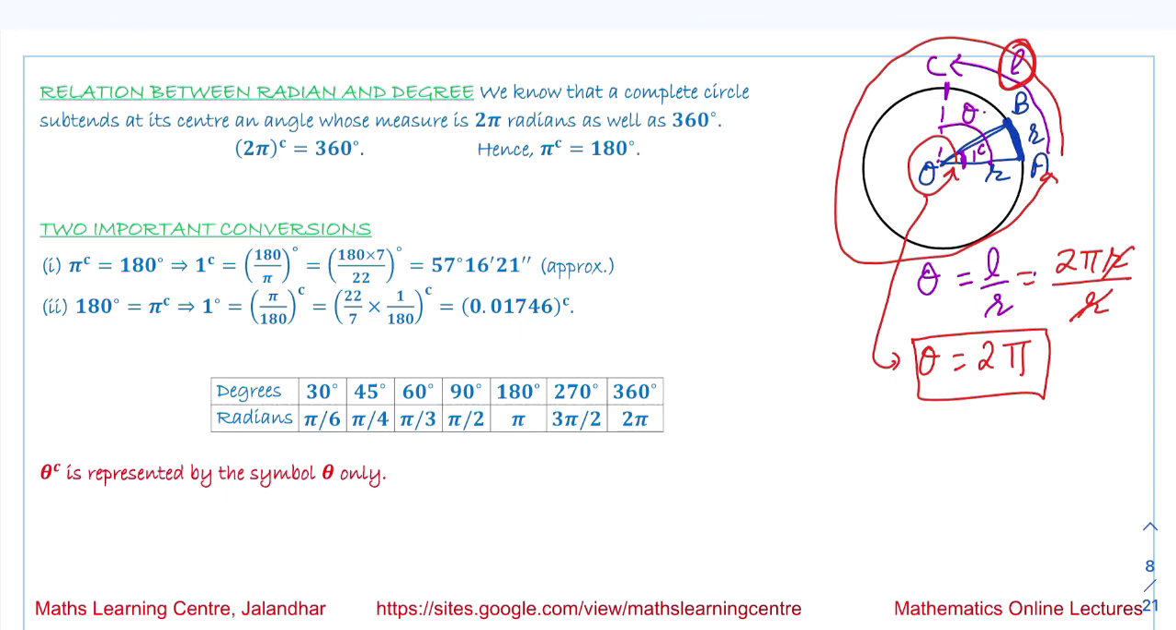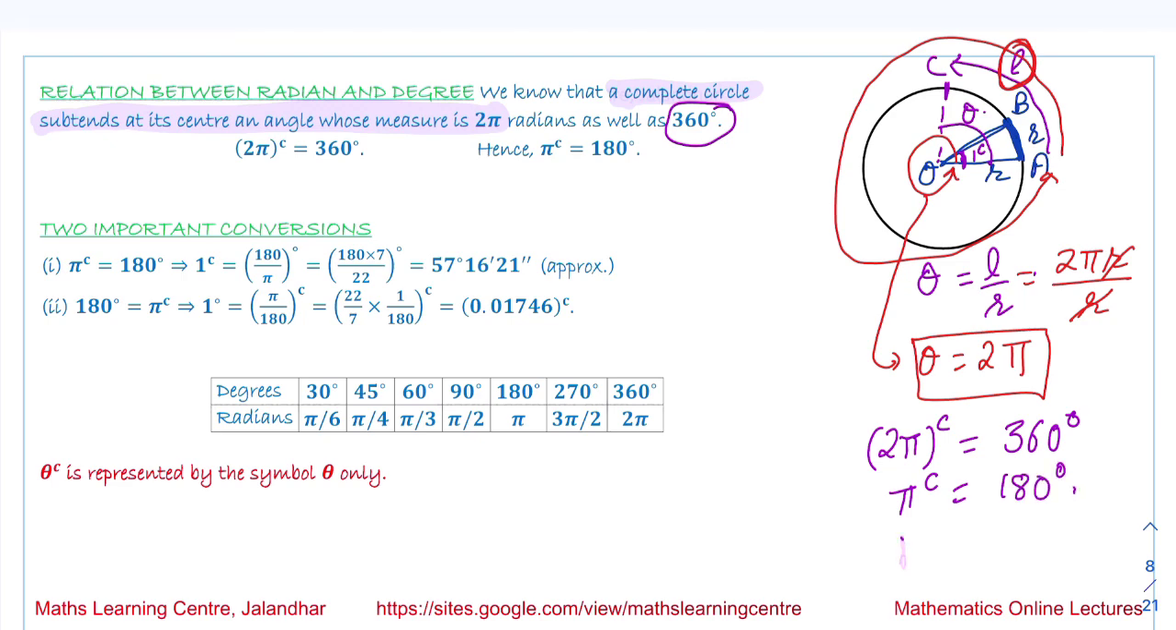So it is stated here that a complete circle subtends at its center an angle whose measure is 2 pi radians. And when we are talking about degrees, it is 360 degrees. So 2 pi radians is equal to 360 degrees. We are saying pi radians is equal to 180 degrees. So 1 radian is equal to 180 over pi degrees. These values are mentioned here.